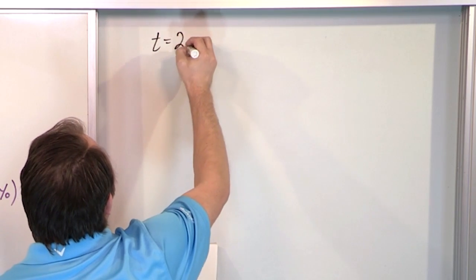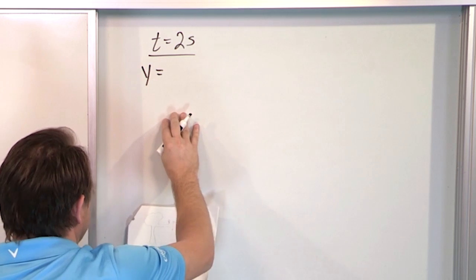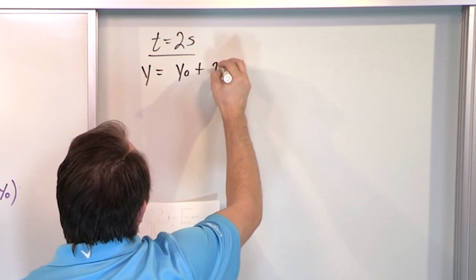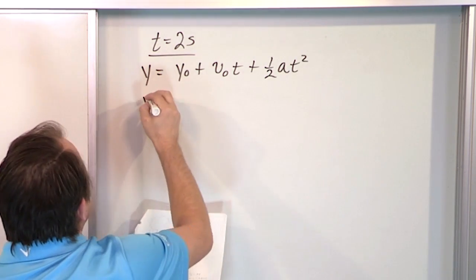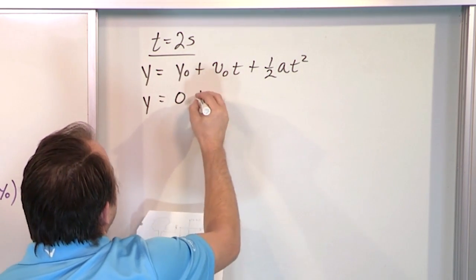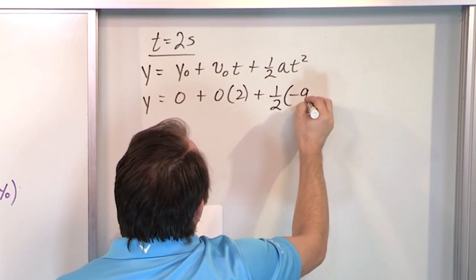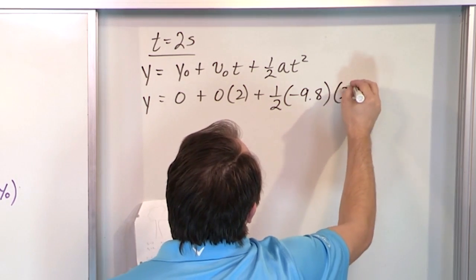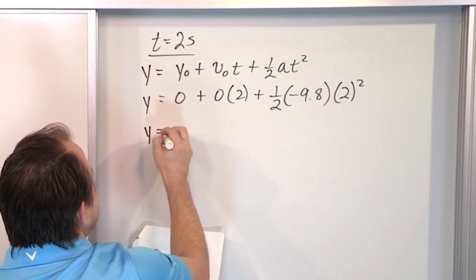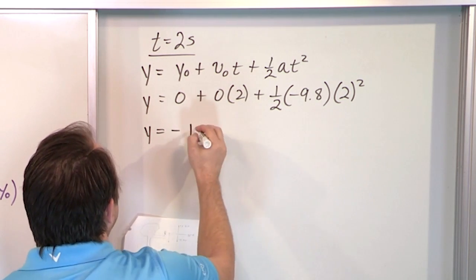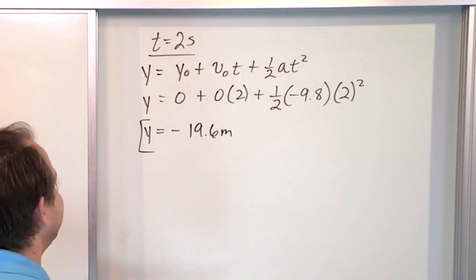At t is equal to 2 seconds, it's going to be the same exact song and dance, no difference. It's going to be y is equal to y naught plus v naught t plus 1/2 a t squared. So the position is going to be the initial position of 0, initial velocity times 2 seconds, 1/2 times negative 9.8 for acceleration of gravity, times 2 squared. These are all 0. When you multiply all this together, you'll have a negative number. It'll be negative 19.6 meters. That's how far you're down below the drop point after 2 seconds.